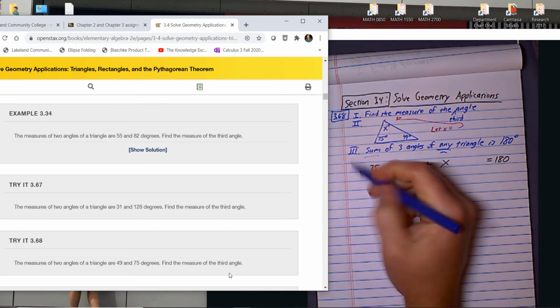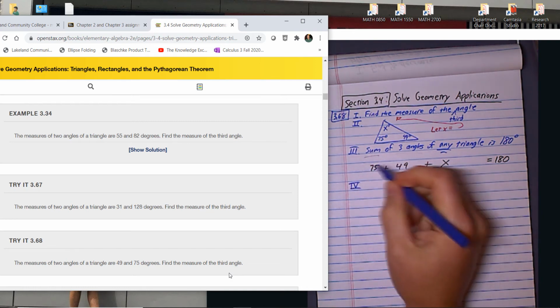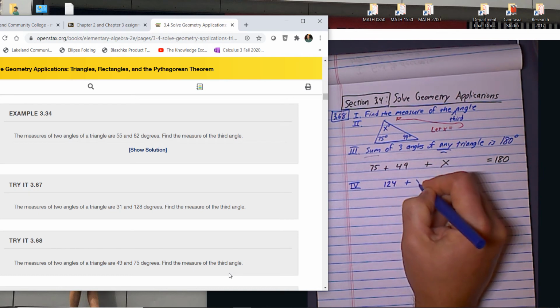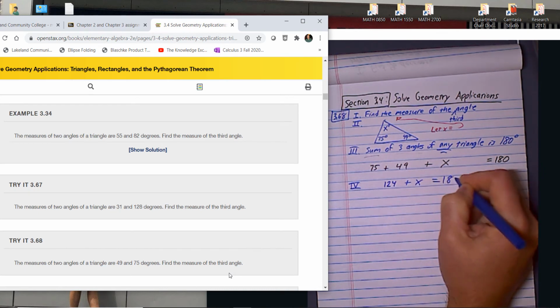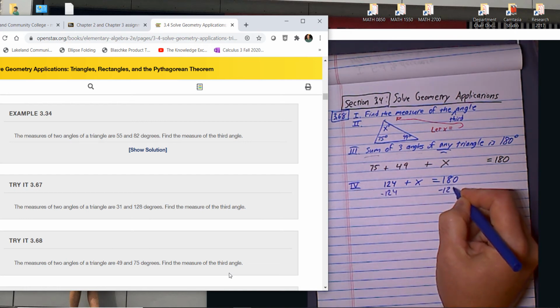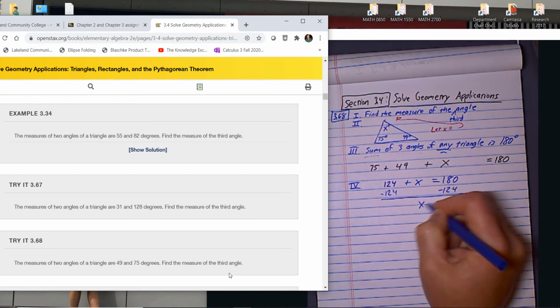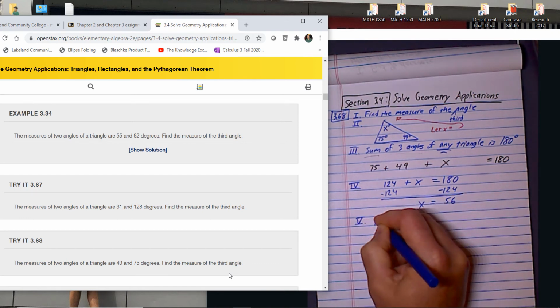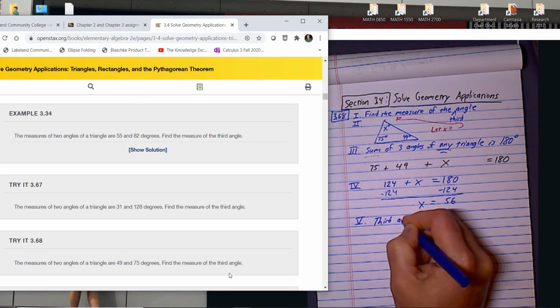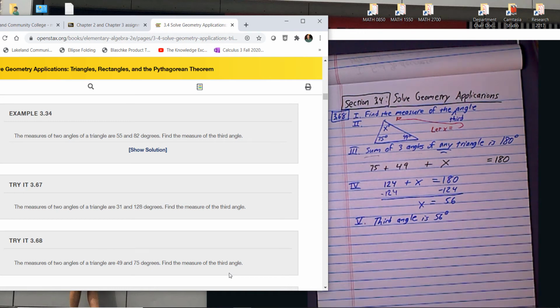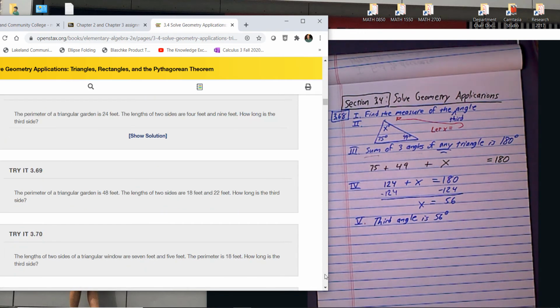Step 4, of course, is to solve the equation. So let's see, 75 and 49, that's 124, plus x is equal to 180. And so if I subtract 124 from both sides, I'll get what x equals. So that'd be 56. And I can now answer the question. Third angle is 56 degrees. So, that's a nice example for us.